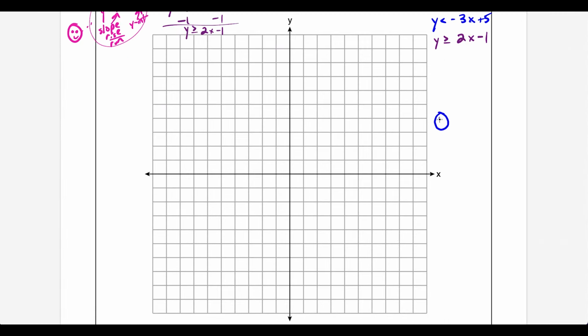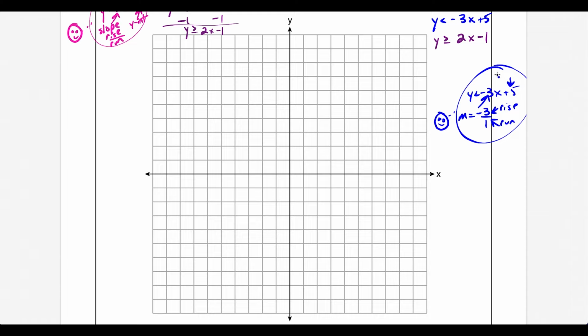And what I think of first when I'm looking at the first inequality in blue is, when I analyze this, we have y is less than negative 3x plus 5. The slope of negative 3 jumps out at me. And if I write it as negative 3 over 1, that's going to tell us to rise negative 3, which means go down 3, and we're going to run 1 unit. So we're going down 3, to the right 1.